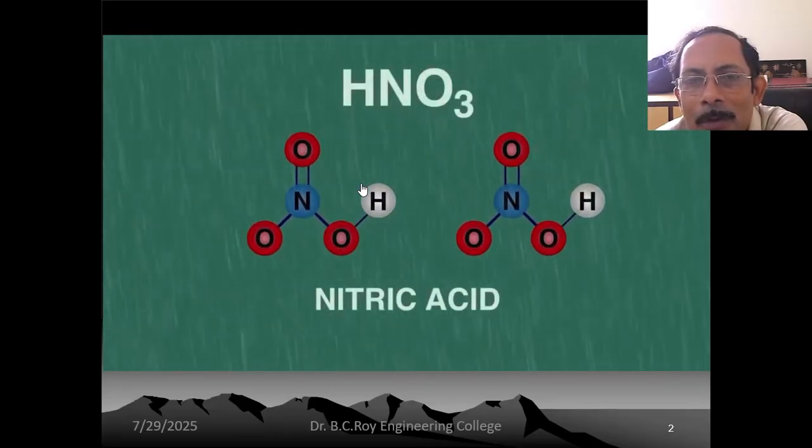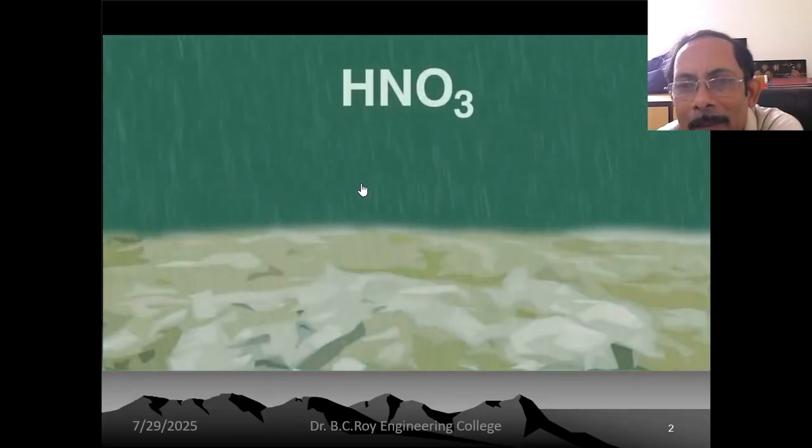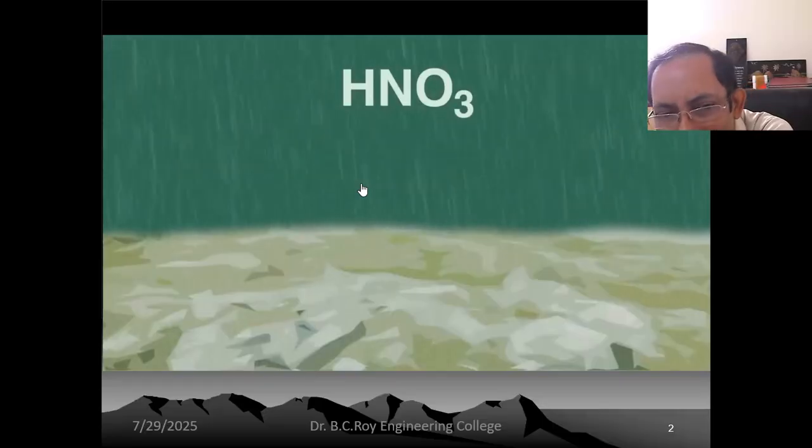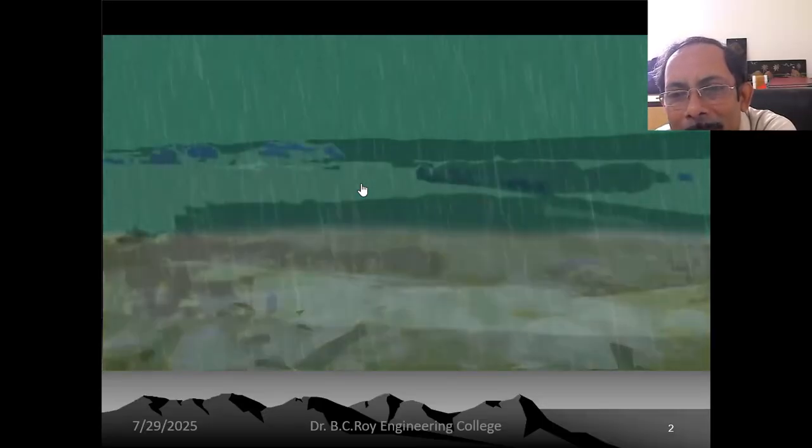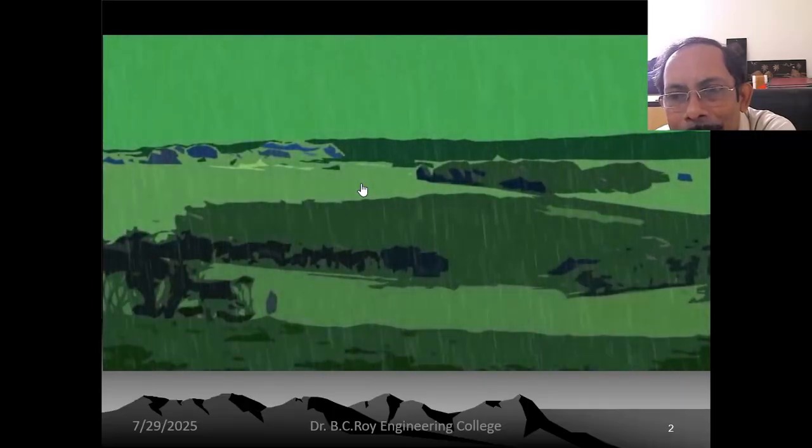Finally producing HNO3, nitric acid. Now if the rain falls on limestone or alkaline soil, the acidity may be neutralized. However, if this acid rain lands on neutral soils or on vegetation, then it can cause damage.